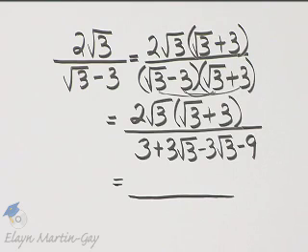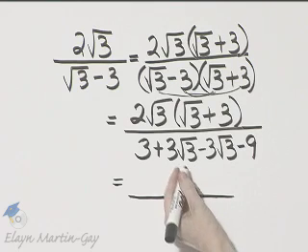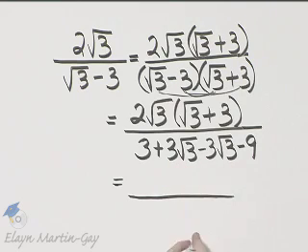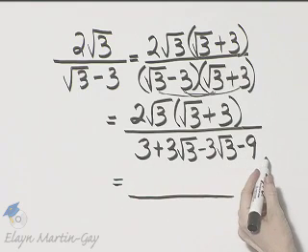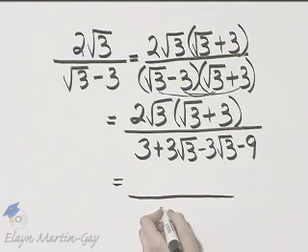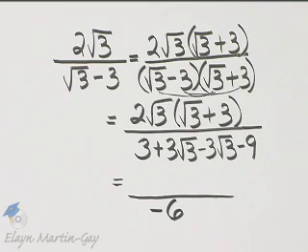I'm going to concentrate on the denominator first. Notice these terms subtract out, so I have 3 minus 9, and 3 minus 9 is negative 6. So I've got negative 6 in the denominator.